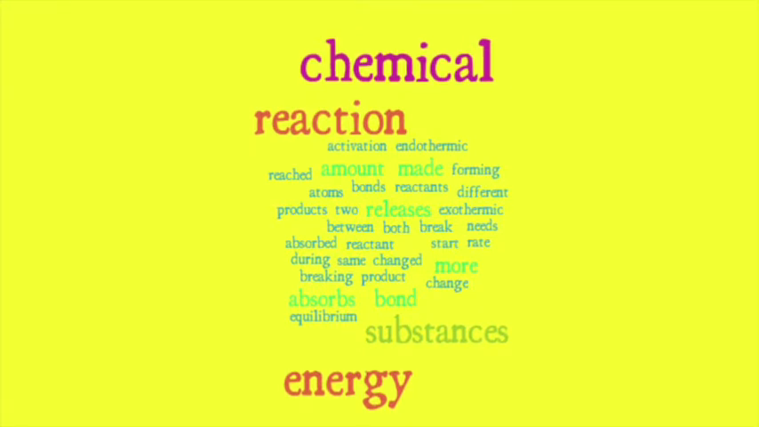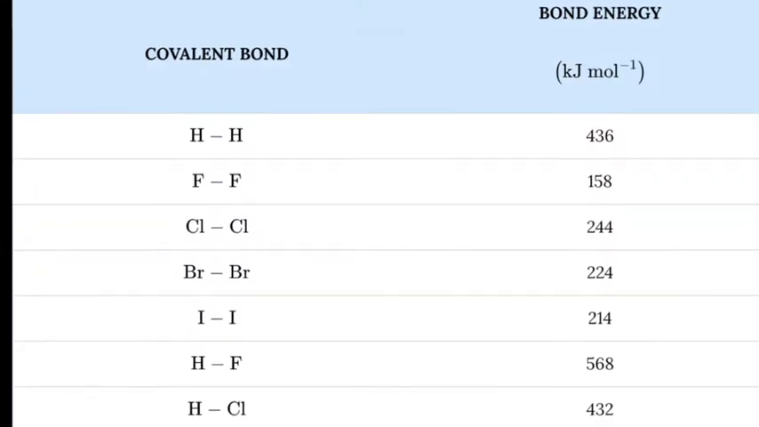During a chemical reaction, there are two references that I could use. If the total energy required to break bonds in the reactant is more than the total energy released when new bonds are formed in the products, it is an endothermic reaction. However, if the total energy required to break bonds in the reactant is less than the total energy released when new bonds are formed in the products, it is an exothermic reaction.